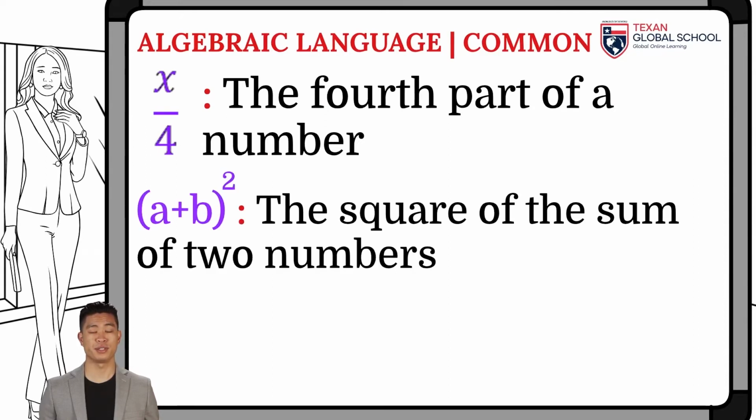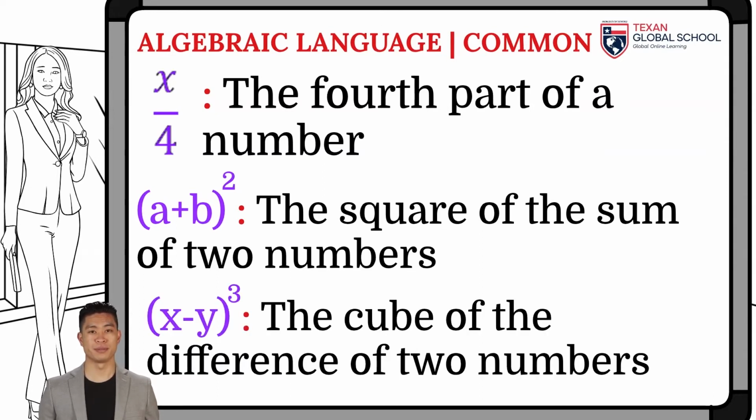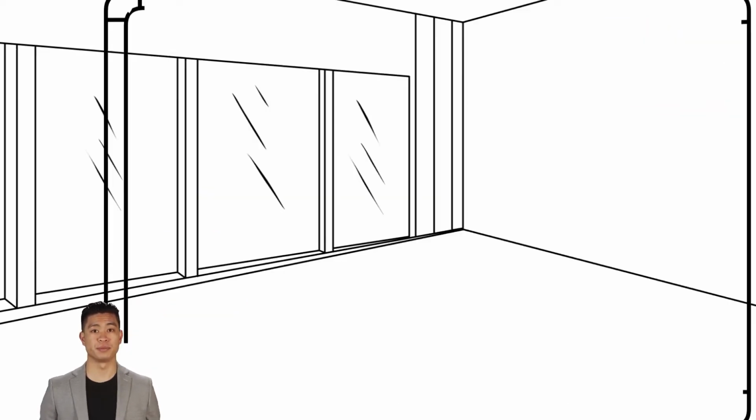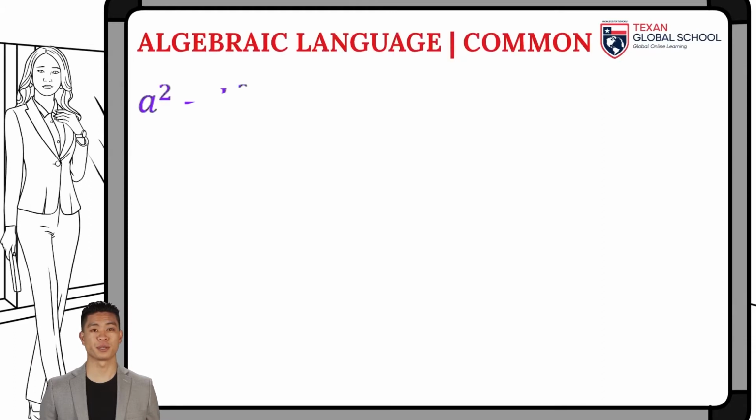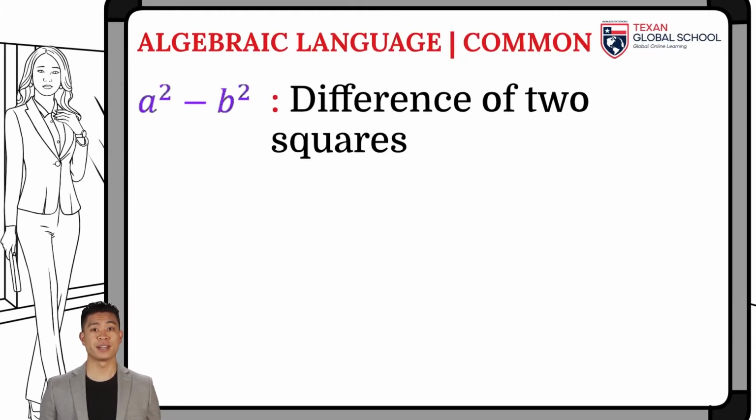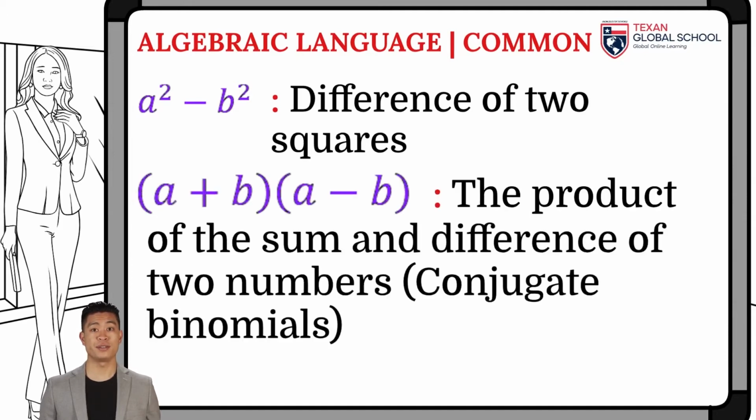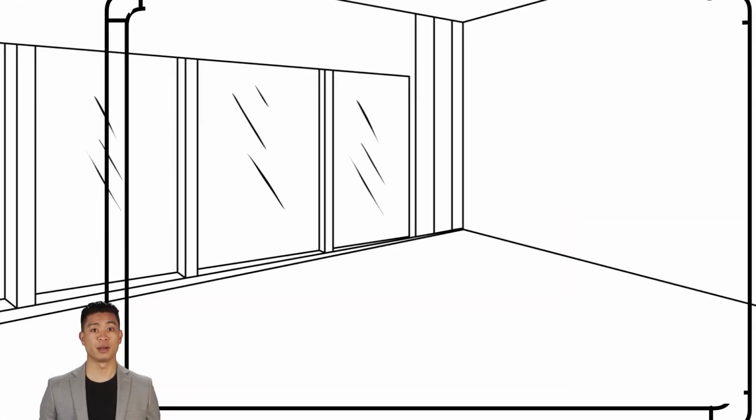A plus b squared in common language is the square of the sum of two numbers. X minus y cubed is written as the cube of the difference of two numbers. The difference of two squares is expressed in algebraic language as a squared minus b squared. A plus b times a minus b is read as the product of the sum and difference of two numbers. These are called conjugate binomials.